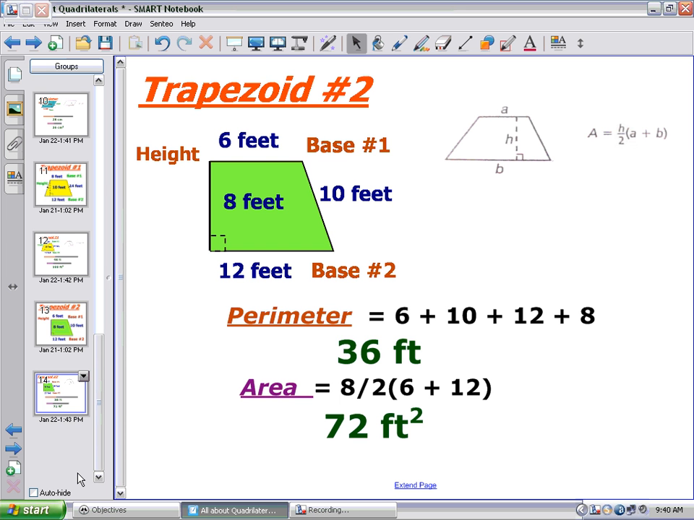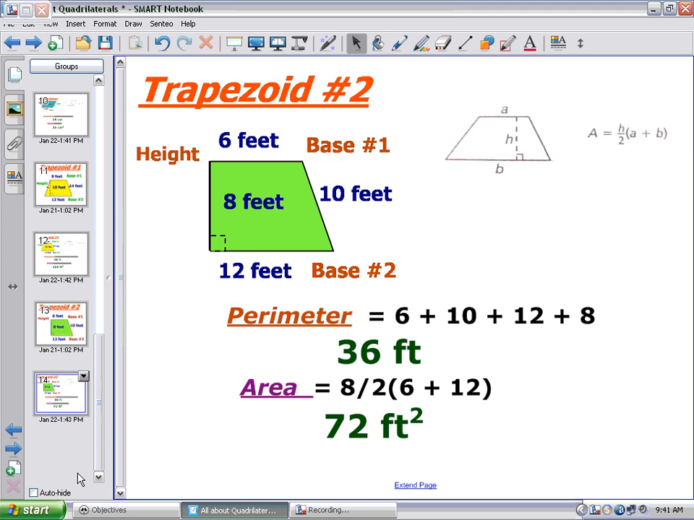Now the area, remember the height of this figure is one of my sides. It's going to be 8 feet because that height now is perpendicular with my base, which is 12 feet or 6 feet. However way you want to look at it, they both form 90-degree angles. Also, the distance between the 2 bases is also my height.